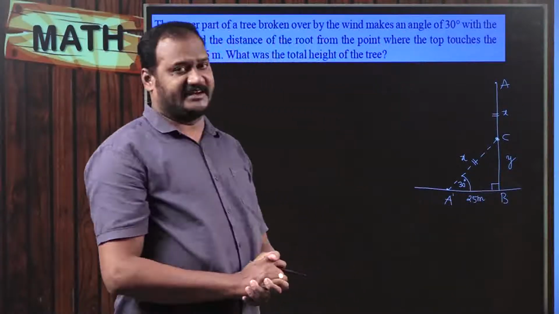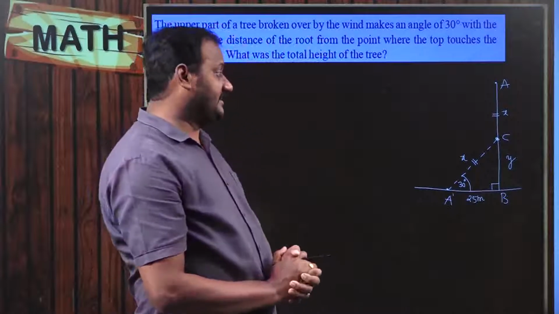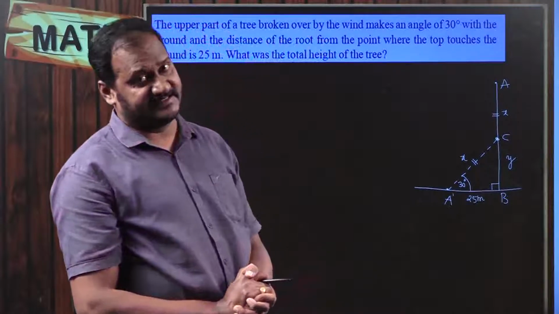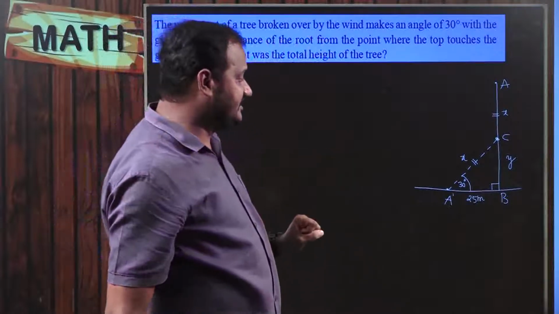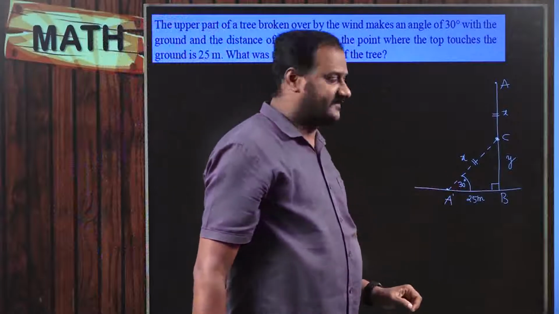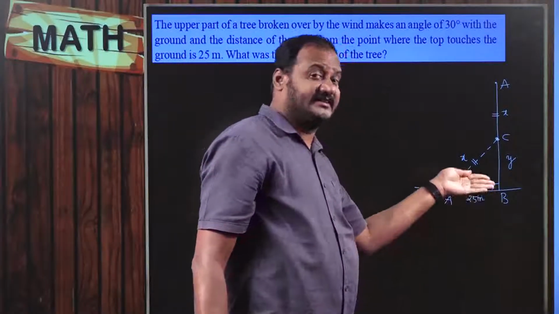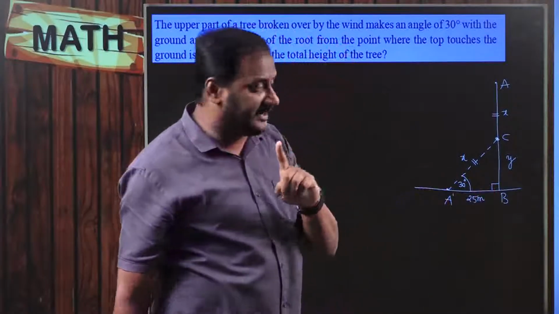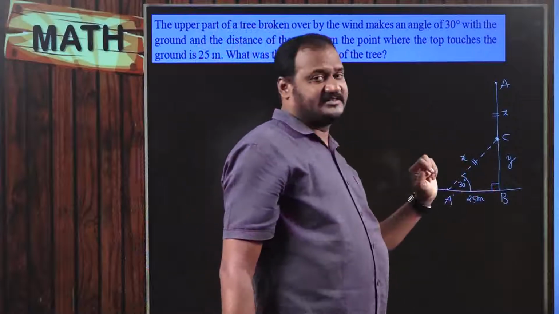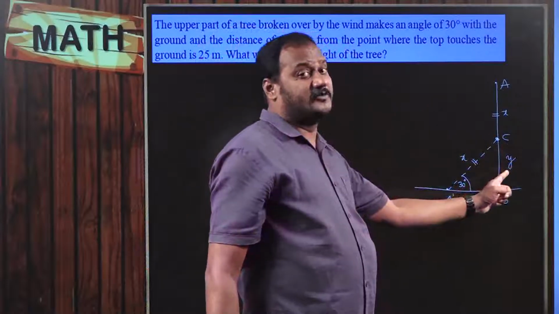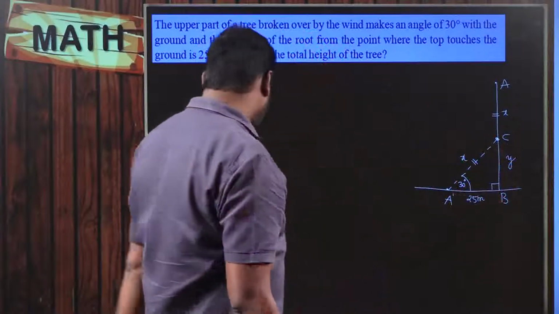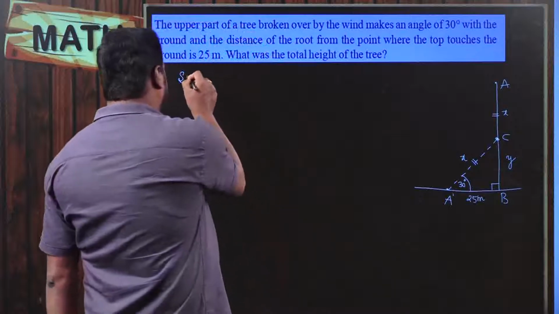Once you observe, there is a right angle triangle. That right angle triangle is A dash BC. In this right angle triangle A dash BC, the angle is 30 degrees and 25 meters is the side adjacent to that angle. What is required? You need the hypotenuse as well as the side opposite to that angle. For that, I am going to write the information given in the problem.